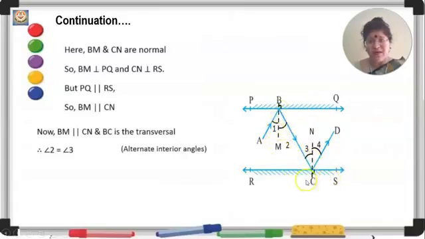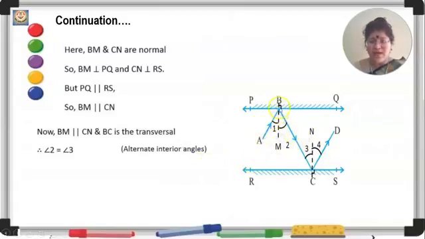So what about BM and CN? They automatically will become parallel, because when you have two perpendiculars drawn on two parallel lines, then those two perpendicular lines will automatically become parallel. So what is important out here is you have to prove BM is parallel to CN. That we have done. Hope this part is clear.